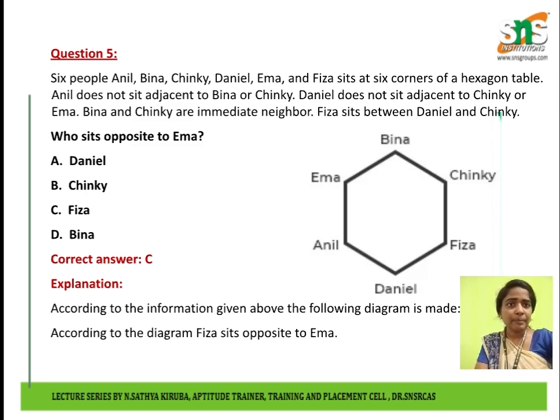Next, Beena and Chinky are immediate neighbors. It is very clear here, they are sitting next to each other. Now Visa sits between Daniel and Chinky. It is also very clear. So now the question is, who sits opposite to Emma? Diagonally opposite to Emma is Visa. Chinky's diagonally opposite person is Anil. This is how you should draw the diagram and understand it.